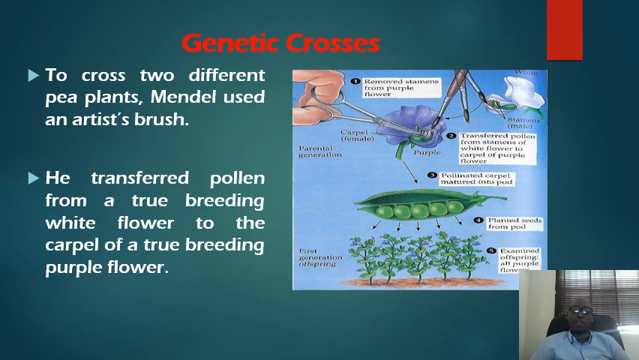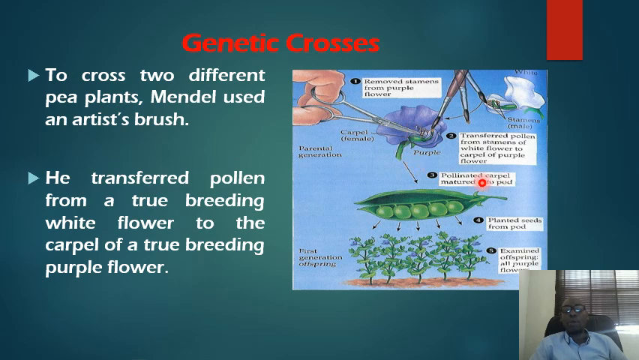How did he carry out this cross? To cross two different pea plants, Mendel used an artistic brush. The carpel is the female part of the plant. He removed the stamen, which contains the pollen grains, leaving only the carpel that contains the ovule, the female part. And then he transferred the pollen grains from the stamen of the white flower to the carpel of the purple flower. It's called cross-pollination.